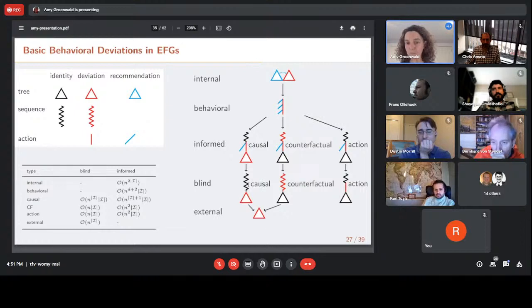And causal and counterfactual are stronger than external. So if you minimize regret with respect to either of those, you have minimized regret with respect to external. You can see that from the causal picture, and we know that from the regret decomposition theorem in the original CFR paper.